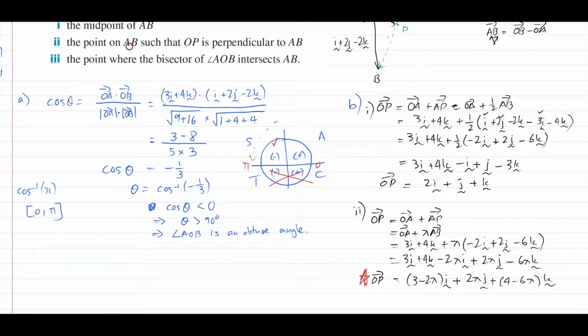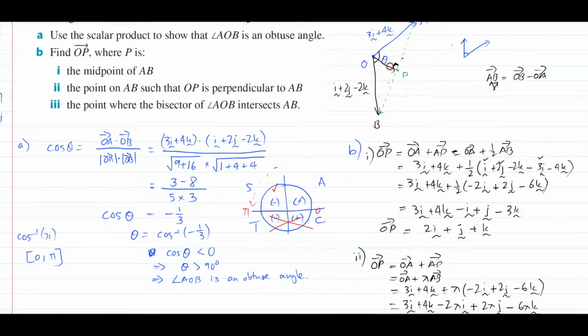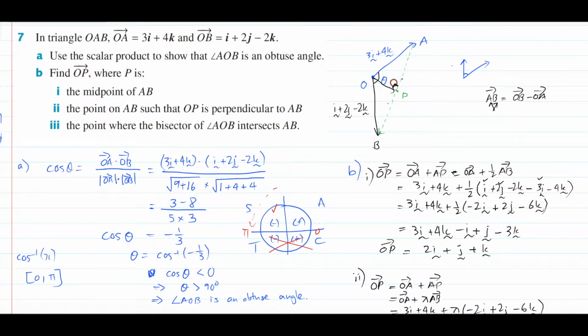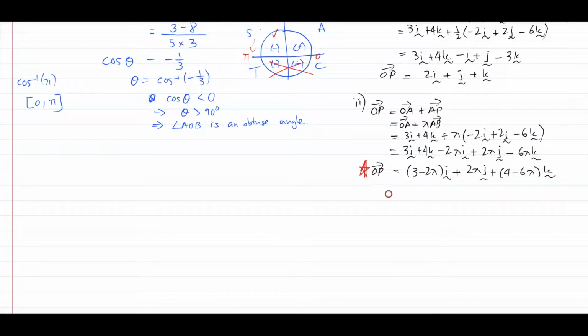What do we know? What did the question say? The point P on AB such that OP is perpendicular to AB. So that is saying that if I dot product OP and AB together, then if they are perpendicular, we have this rule with vectors, they equal 0. So in that case, we are going to dot product and then solve for lambda. Once you solve for lambda, you can find what OP is.